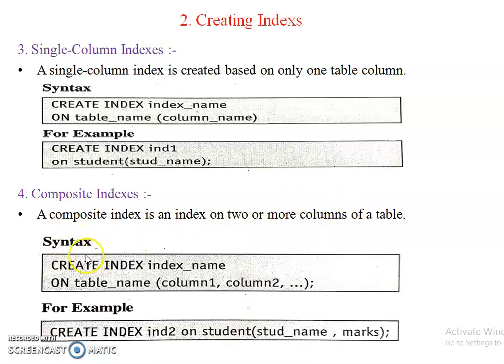So the syntax for the composite index is: create index, index name, on table name, column 1 and column 2. Now an example of composite index: create index with the name index 2 on the table student and column 1, column 2. So here we mention student name and student mark. So this is the example of a composite index.